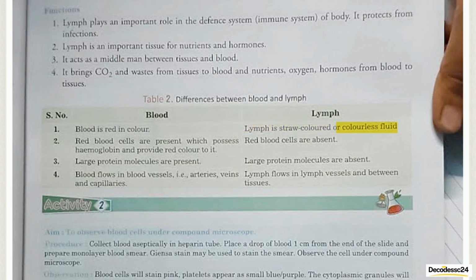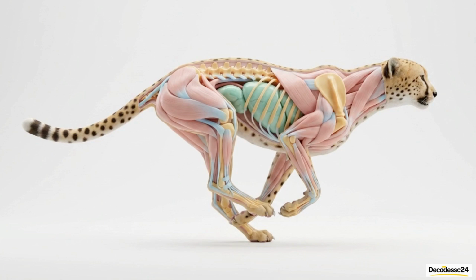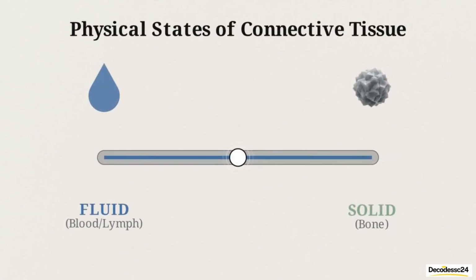Now compare those flowing liquids to the supportive connective tissues shown in this chart. Bone relies on a hard, calcified matrix to form a rigid skeleton, while cartilage uses a flexible, protein-based matrix to absorb shock at the joints. Plants can rely on stiff, unchanging walls, but animals are highly mobile. Their connective tissues span extreme physical states, from flowing liquids to solid rock, to support constant movement.